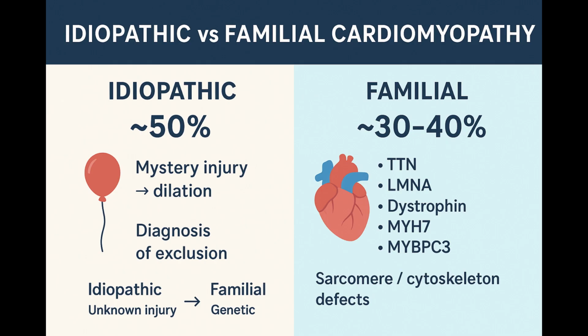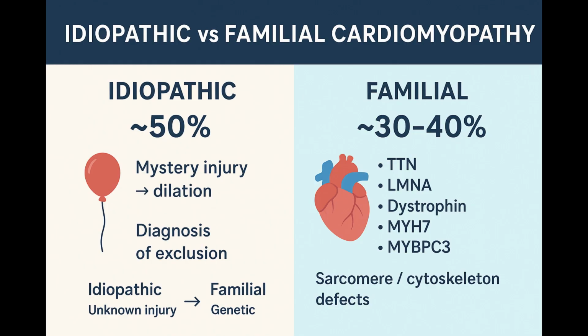Familial cases account for 30 to 40% of the total. And when we talk genetics, the conversation has to start with Titin. Right, it has to. The titin truncating mutation, or TTN, is the single most common cause of familial DCM. It's autosomal dominant, and Titin is that giant protein, the structural scaffolding of the sarcomere.